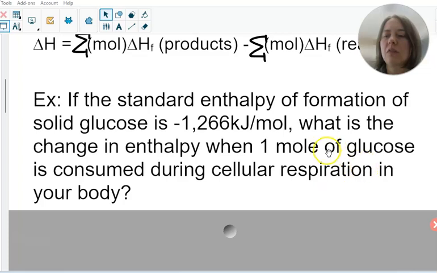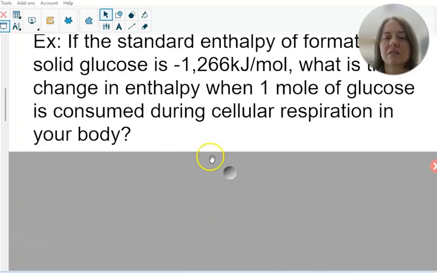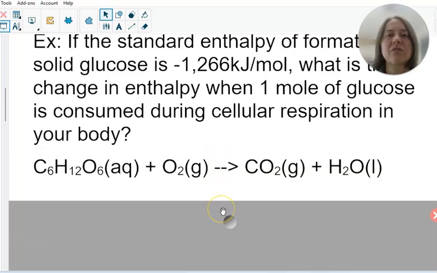Well, we know that there is glucose. Our body consumes glucose. This happens in the mitochondria. And we know we need oxygen. So those are reactants. And what do we give off? Carbon dioxide and water. So if you wrote down glucose and oxygen in your reactants and carbon dioxide and water in your products, good job.